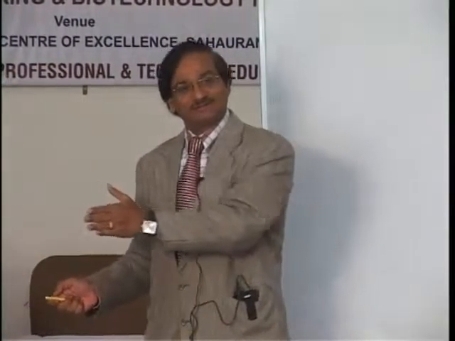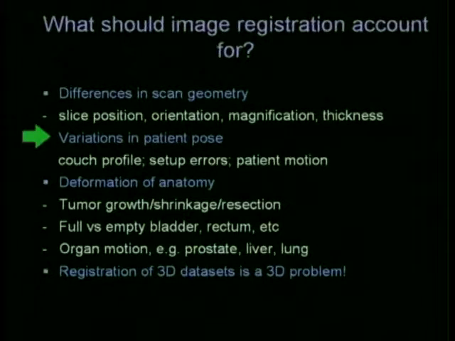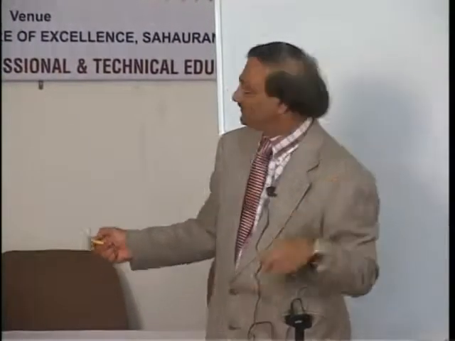So it has to be a very strong software, otherwise your fusion will be poor. It will correct all these things in different modalities, CT, MR or PET. It also corrects the variation in patient pose. If there is a couch profile deformity, it will set up errors, that will also be corrected. If there is patient movement, motion also, that should be corrected.